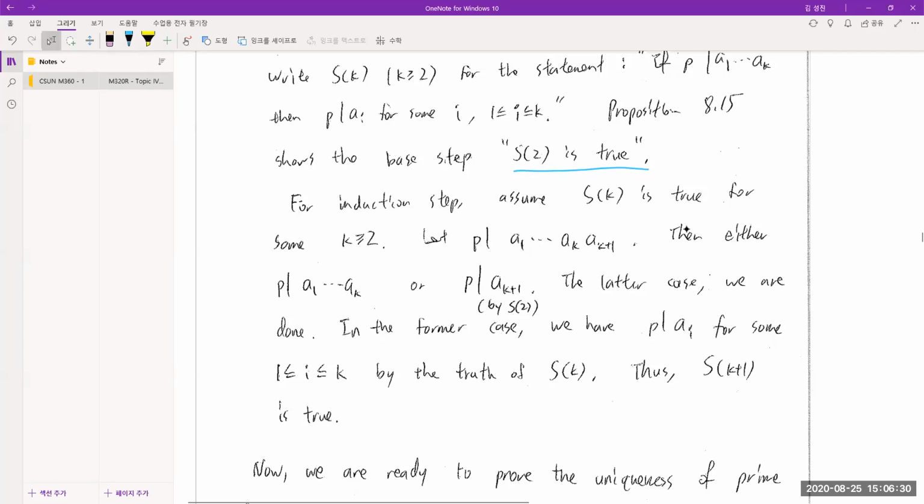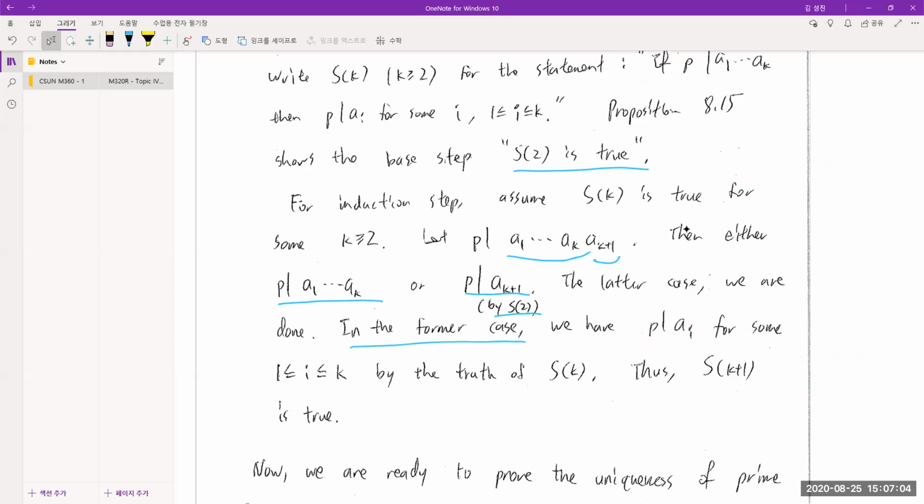Then split this up into two parts, this one and this one. These are two integers now. So applying S(2), when the two integers multiply and the prime number P divides it, then either P divides the earlier one or the later one. In the latter case, we're done, since P divides one of the integers listed.